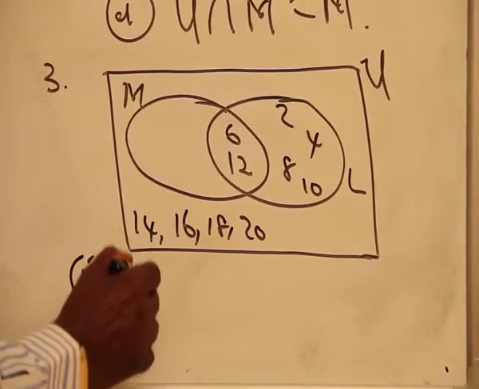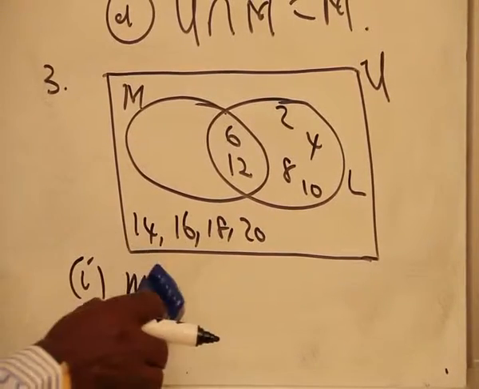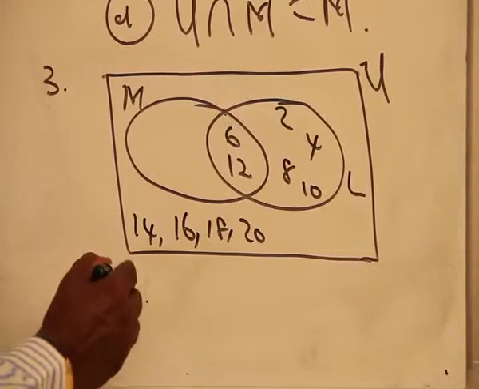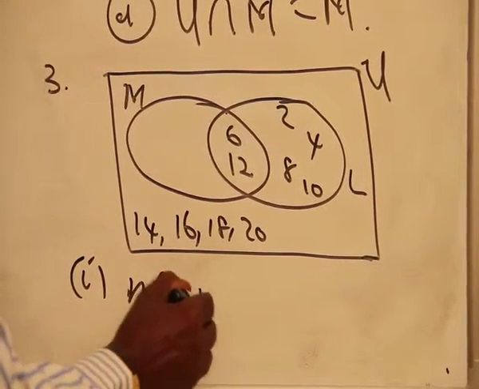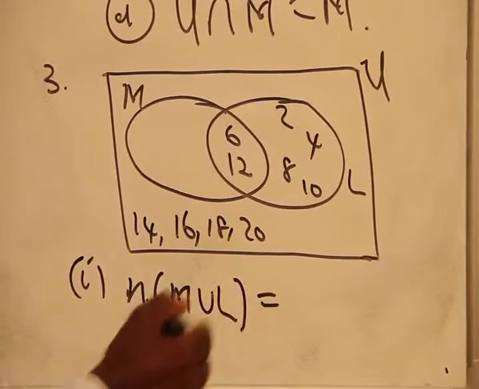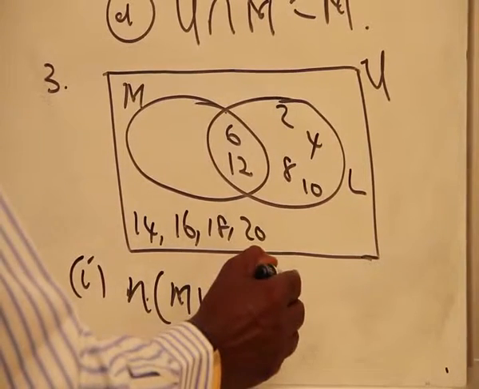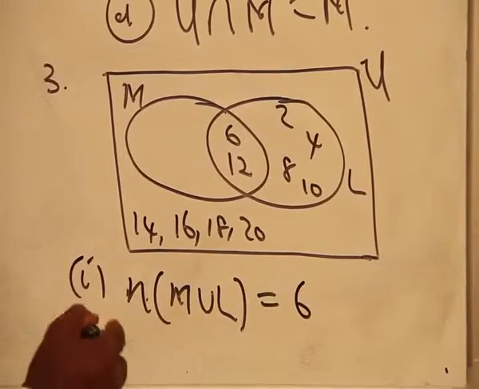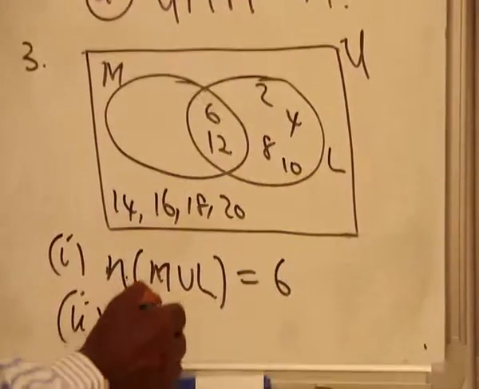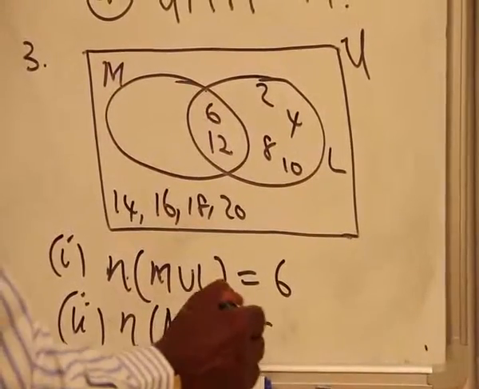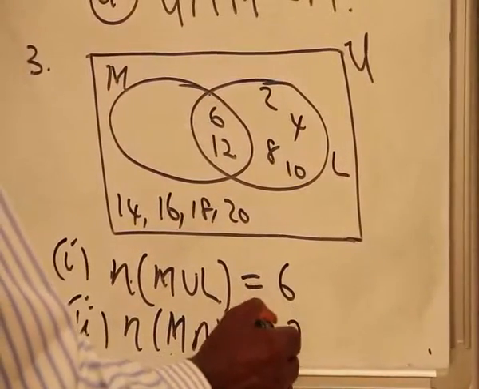The first one, the number of elements in M union L is equal to 6, while the number of elements in M intersection L is equal to 2.